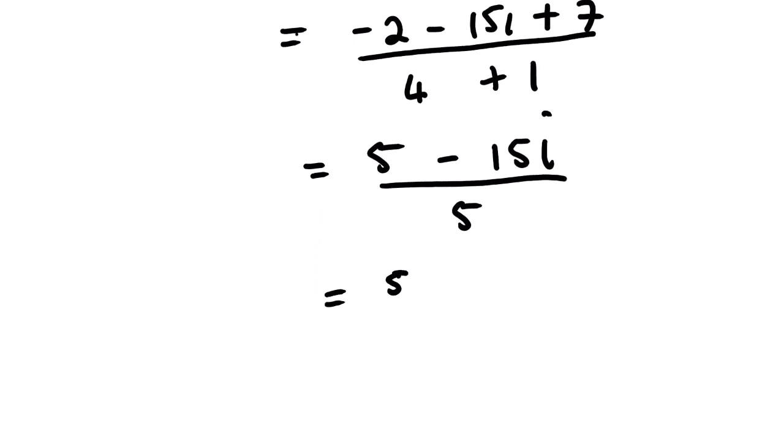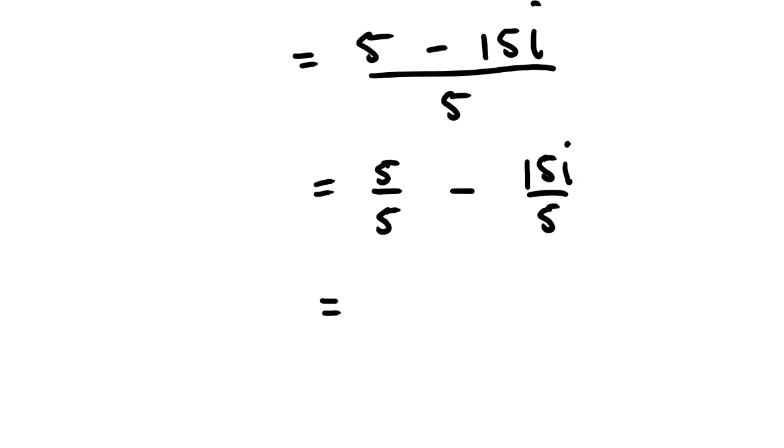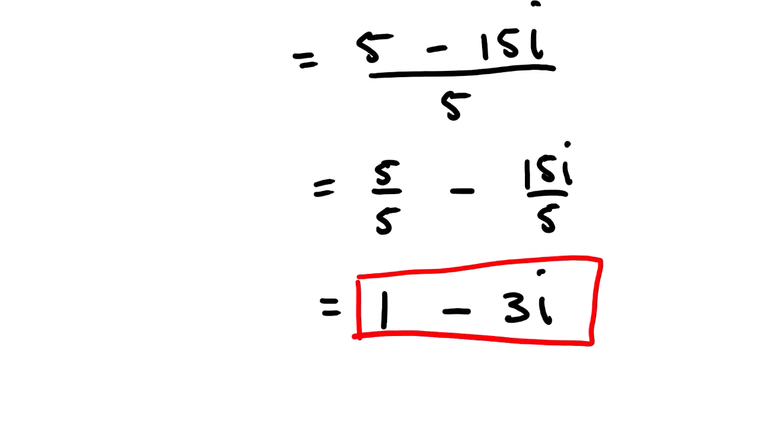So we have 5 over 5 minus 15i over 5. So we know that 5 over 5 is equal to 1, minus 15 over 5 is 3i. I hope you got this answer.